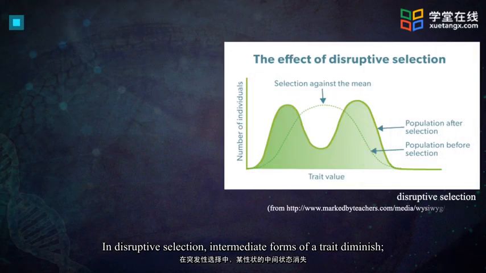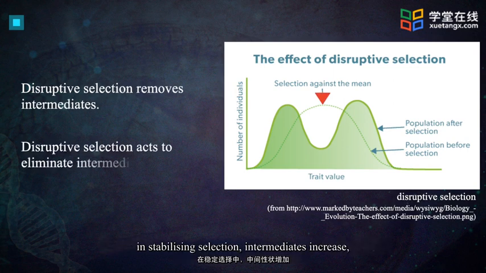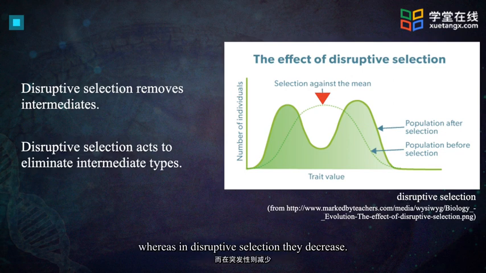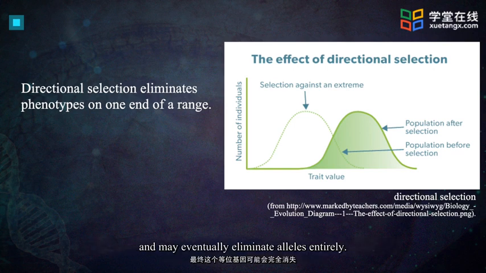In disruptive selection, intermediate forms of a trait diminish. In stabilizing selection, intermediates increase, whereas in disruptive selection, they decrease. Directional selection shifts frequencies toward one end or the other, and may eventually eliminate alleles entirely.